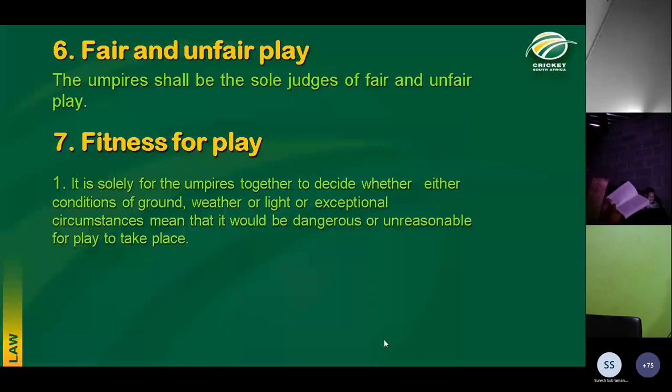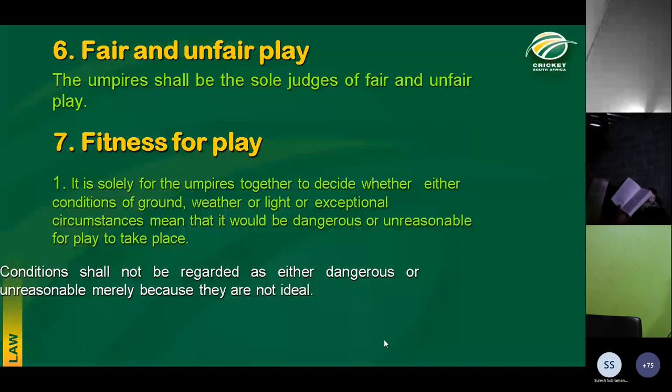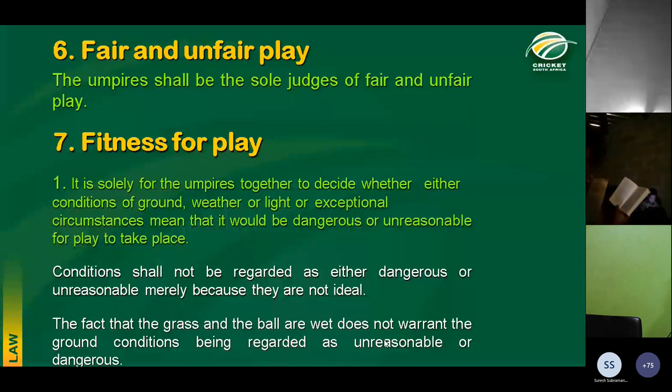So the two key words in 7.1 are dangerous or unreasonable. We will go into detail in the next slide on the definition of what is dangerous or what is unreasonable. But that is what the two umpires together need to take into account, whether conditions are either dangerous or unreasonable. The fact that the grass and the ball are slightly wet does not warrant the ground being regarded as unreasonable or dangerous. Sometimes you find a little bit of dew early morning, or there was a little bit of rain around, and the grass is slightly wet, and the ball gets slightly wet. You will not regard this as unreasonable or dangerous.